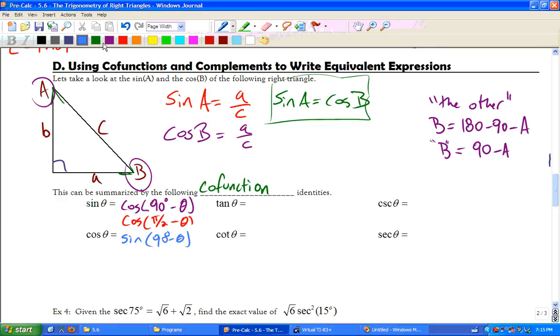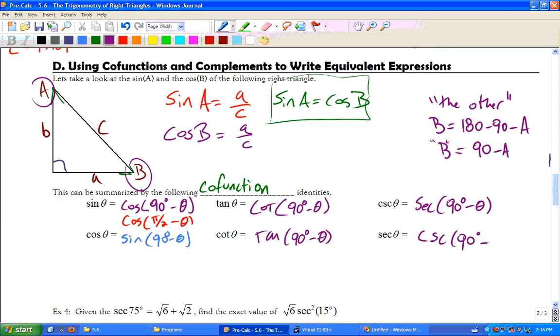What's nice is tangent and cotangent remain paired up, just like they would have been with the reciprocals. So the tangent of theta will equal the cotangent of 90 degrees minus theta, and the cotangent will equal the tangent of 90 degrees minus theta. Cosecant is going to be secant of 90 degrees minus theta, and secant will be cosecant of 90 degrees minus theta.